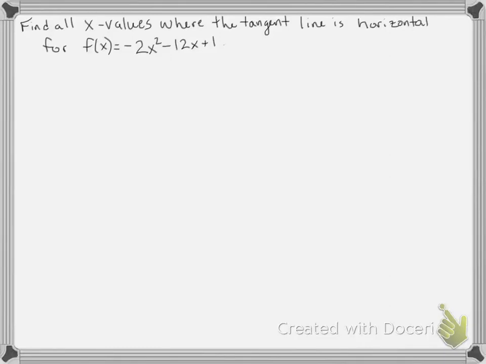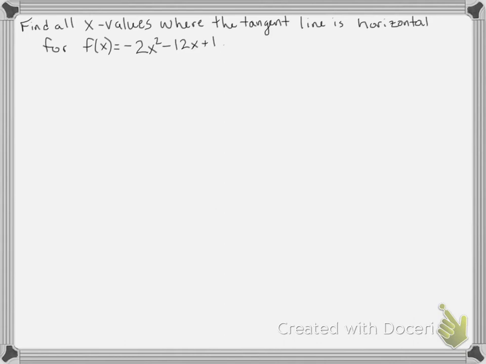Okay, so this problem is similar to finding slopes of tangent lines, but in this problem it's asking us to find all the x values where the tangent line is horizontal. So normally it's asking us to find the equation of the tangent line or the slope of the tangent line, and they give us an x value. Find the equation of the tangent line for f of x equals negative 2x squared minus 12x plus 1 at x equals 3, something of that nature.